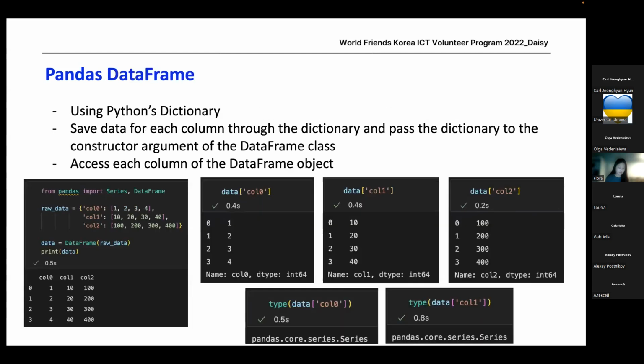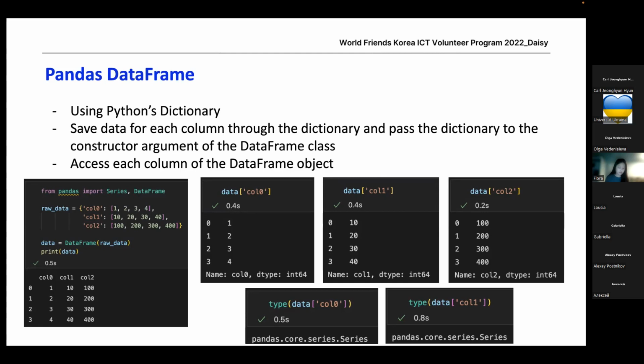The easiest way to create a data frame object is to use Python's dictionary. After saving data for each column through a dictionary, we pass the dictionary to the constructor of the data frame class, creating a data frame object. The raw data dictionary has key values of car0, car1, and car2, and each key has a value of a list type. Handing this over to the constructor of the data frame creates a data frame object, which is bound by a variable called data.